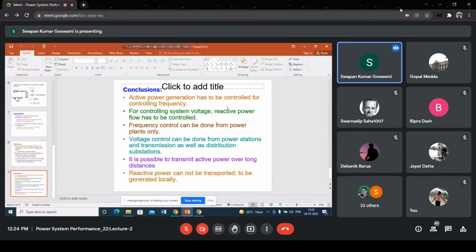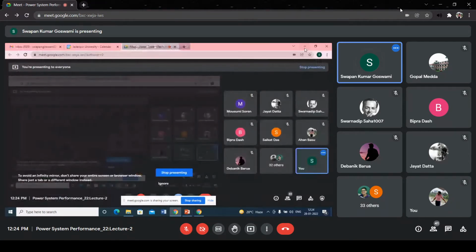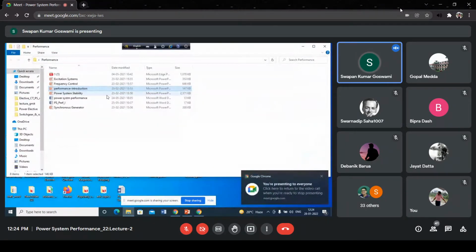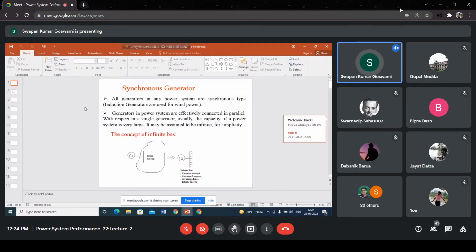Okay. Then let me open another file, another PPT on synchronous generator. This is regarding the basic issues of synchronous generator because we shall be discussing the voltage and frequency control as well as stability issues, and all these things are related to the synchronous generator. Voltage control is possible from the substation, power station. Already I told you that part will be discussed on the other half of this paper.